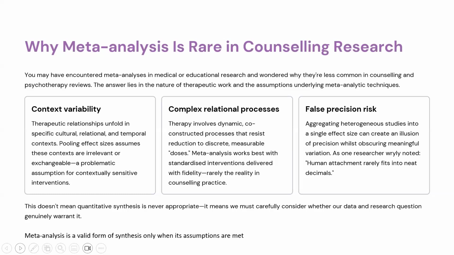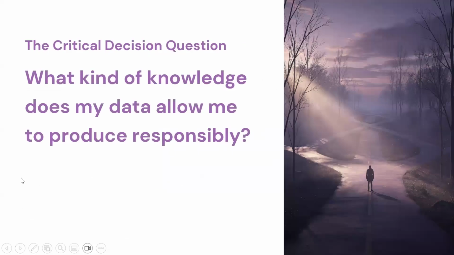The last note that I'd want to make is that meta-analysis is a valid form of synthesis only when its assumptions are met. Knowing what the underlying assumptions are for meta-analysis will go a long way in helping you determine whether or not it is the best approach to take when trying to conduct a synthesis. So this then leads us to our next section, which is the critical decision question of what kind of knowledge does my data allow me to produce responsibly?